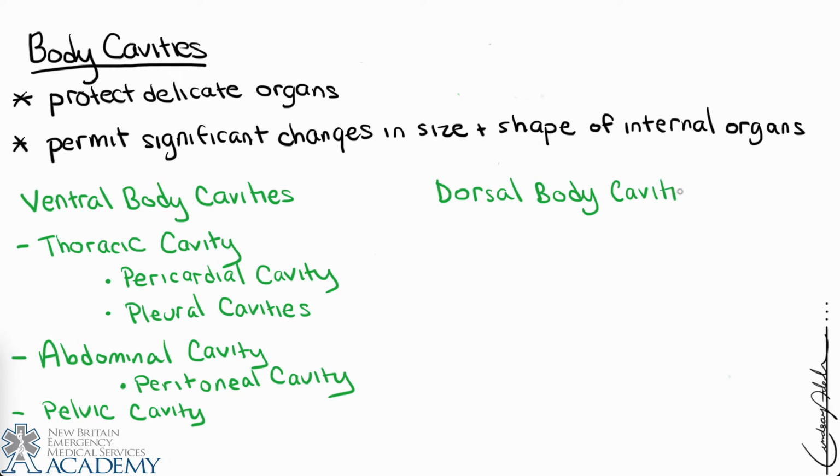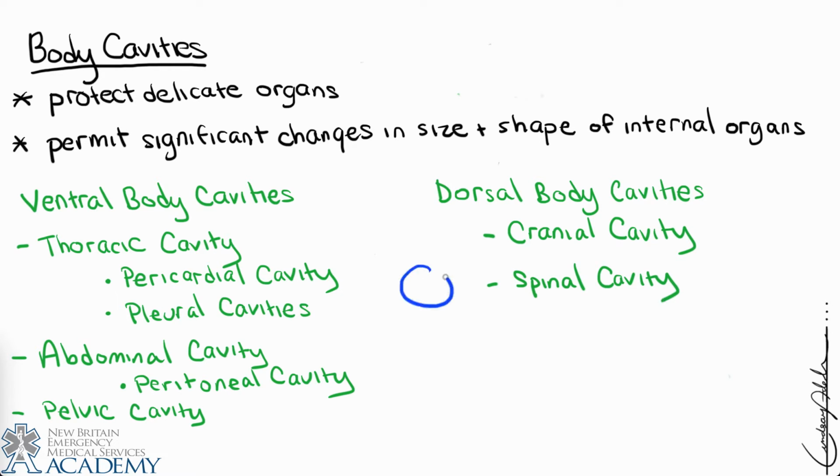Additionally, the dorsal body cavities are the cranial cavity and the spinal cavity. And I just want to draw for you and sort of give you a good idea of what exactly we're talking about when we talk about these cavities. So here's my human body side profile, and the cranial cavity houses the brain. So pretty much everything within the cranial bones is considered part of the insides of the cranial cavity. The spinal cavity houses the spinal cord, and pretty much anything within the vertebral space where the spinal cord passes is considered the spinal cavity.